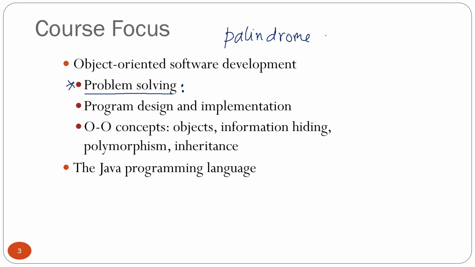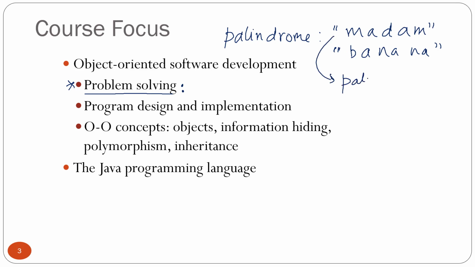So given a string or a word, you will check whether that word is a palindrome or not. Let's think of some words, like madam. That's one word. And we can have another word. Let me put the second word as banana. These two words, I will call the first one a palindrome, whereas the second one is not. Only the first one is a palindrome.